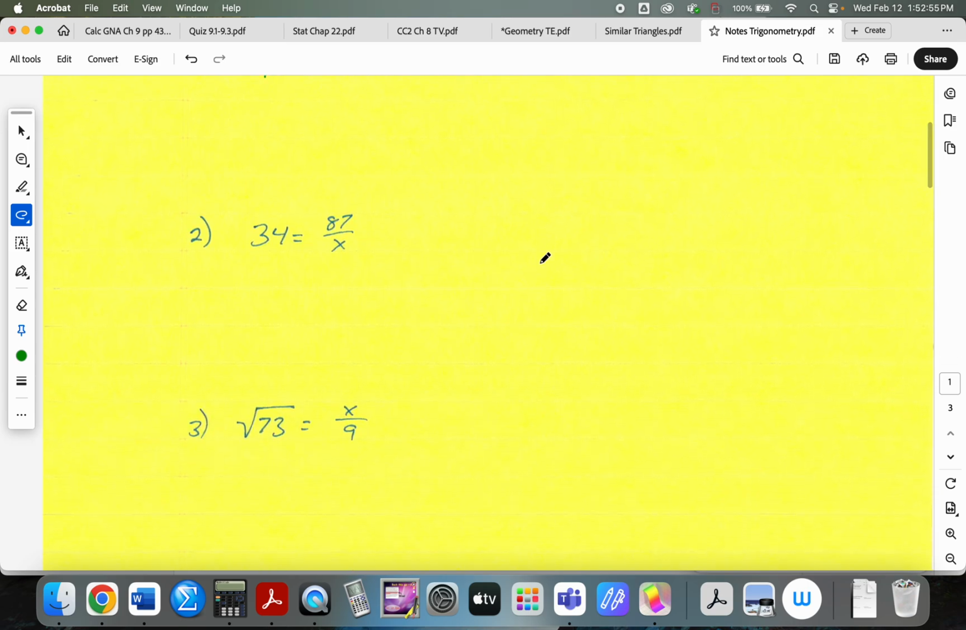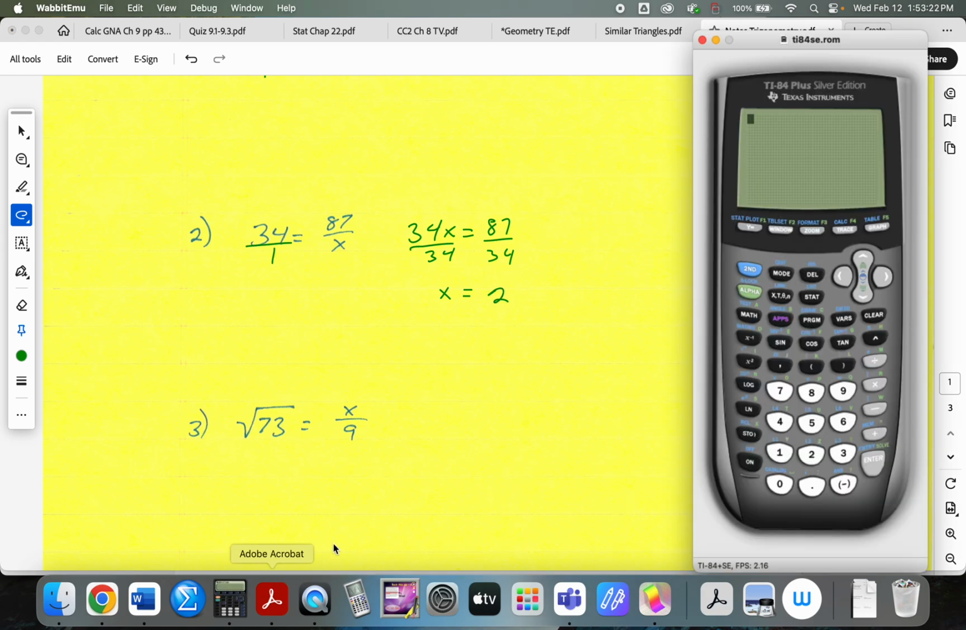Now, on the next one, notice the x is in the denominator, and that's going to happen sometimes. Here, when you cross multiply, you get 34x is equal to 87. And then what do we do to solve that? Divide by? Yeah, divide both sides by 34. That's going to be 2 point something. So 87 divided by 34 is 2.56, because it said the nearest hundredth, right?